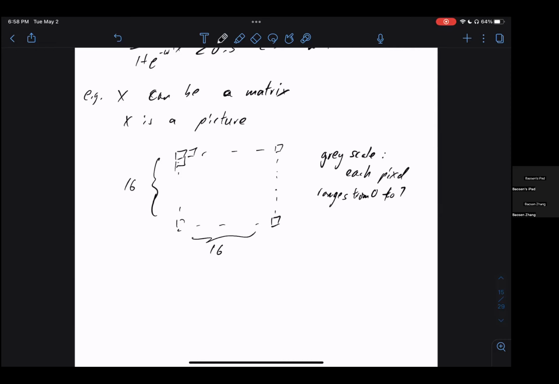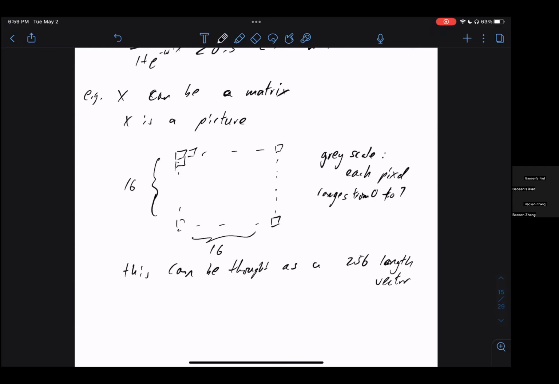Right? So it ranges from 0 to 7, depending on how exactly grayscale you want to be. And you can very easily turn this into a vector. This is just a 256 long vector, each element taking a value from 0 to 7.